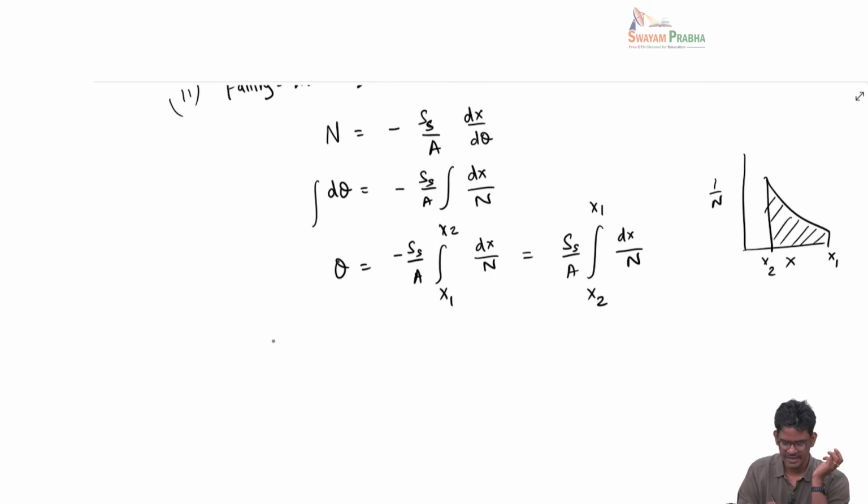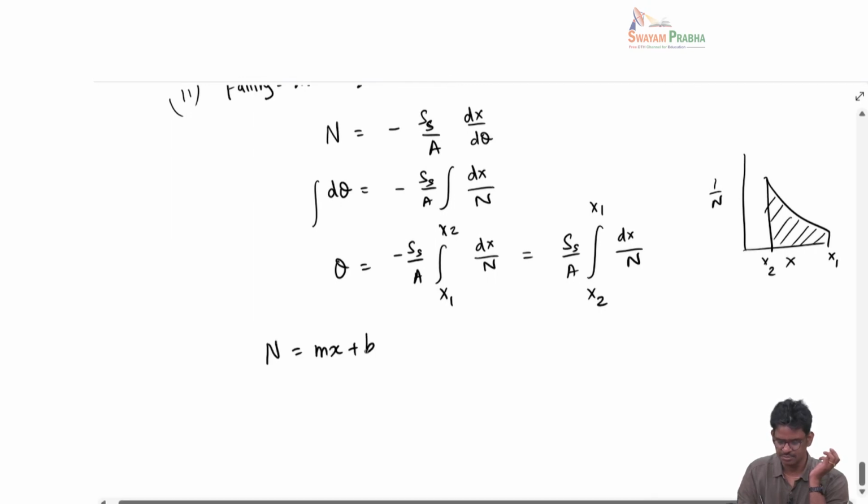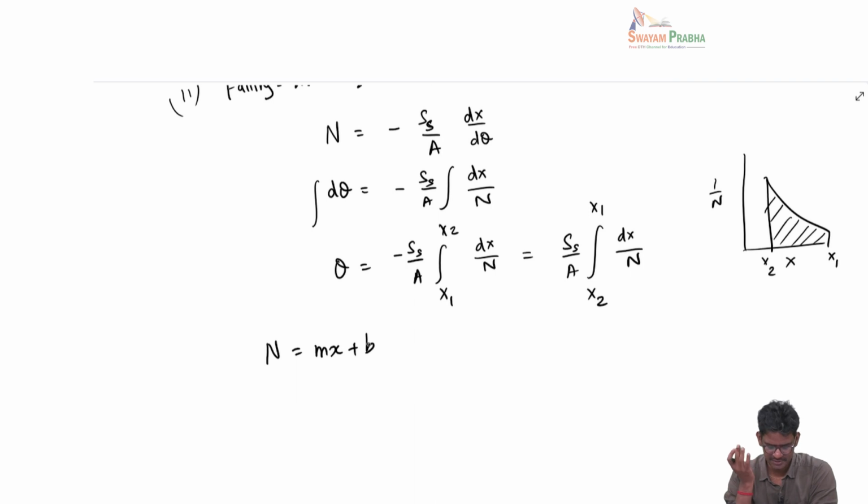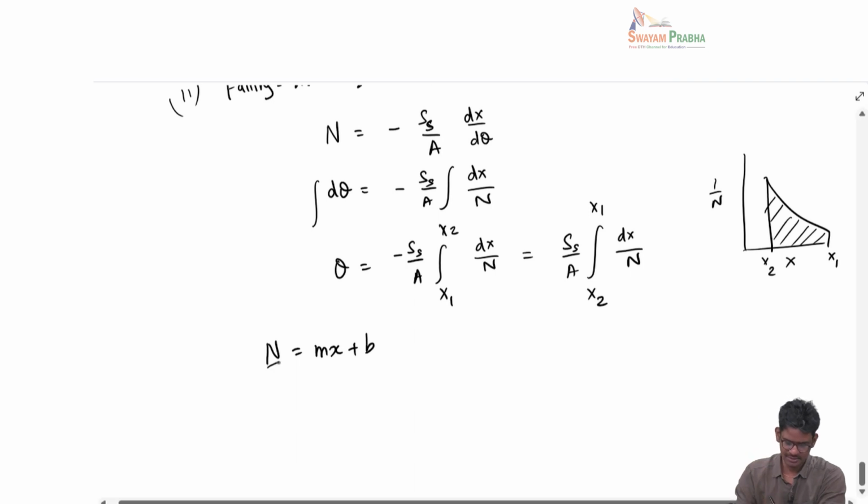Now suppose you are lucky and the falling rate follows a linear straight line, we can also try to get this done analytically instead of graphically. Let's say in the falling rate we find that n is given as something like mx plus b. It need not always be the case, but in some drying tests we see that the falling drying rate can be given as a linear equation.